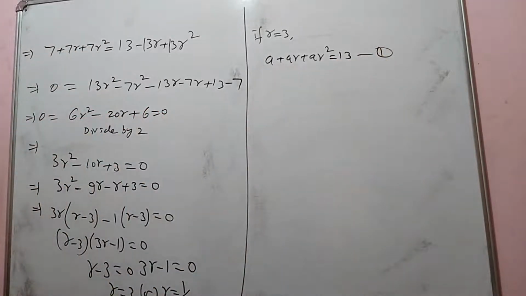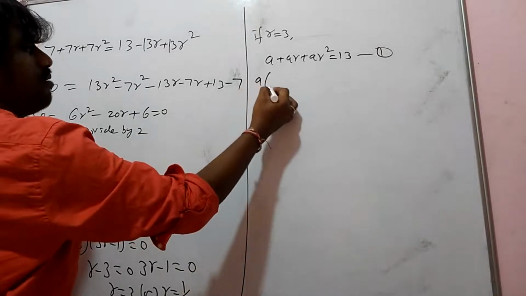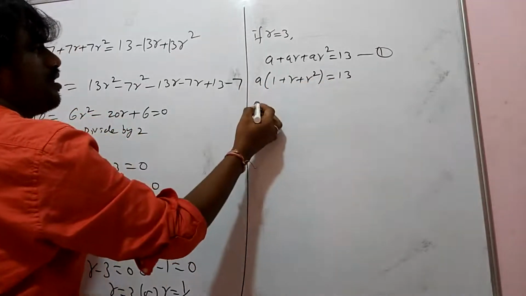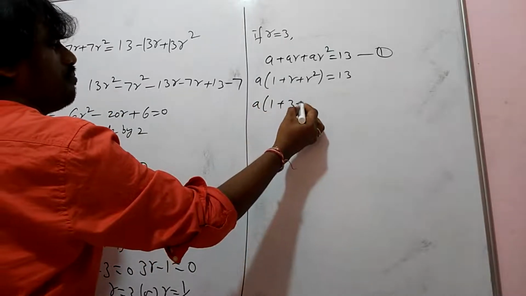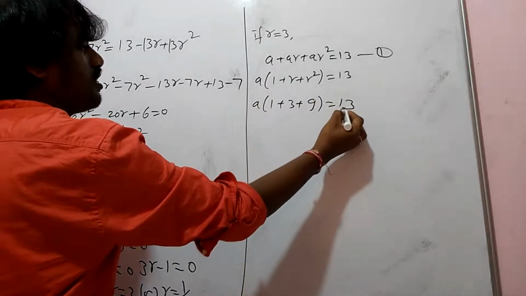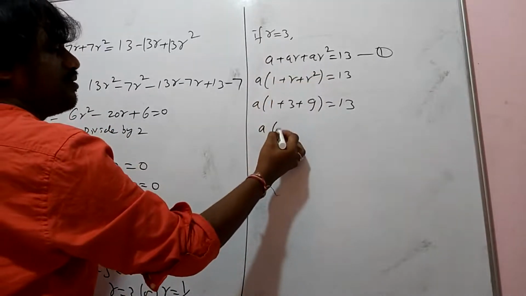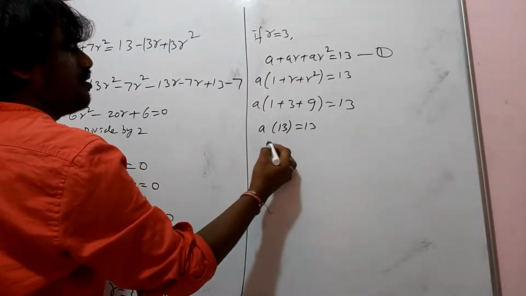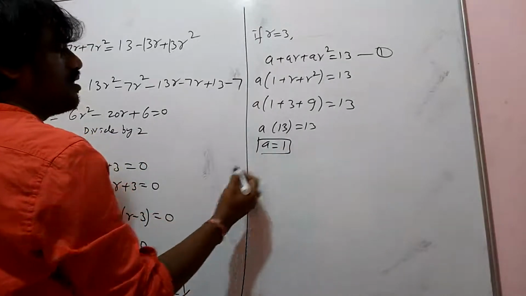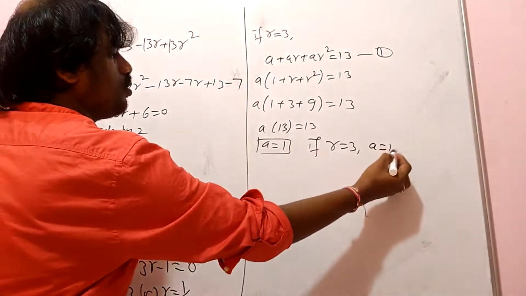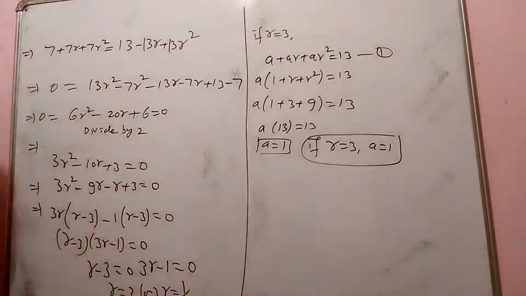r I got 3, substitute there. If I take a common, 1 plus r square is equal to 13. So a into 1 plus 3 square, 9, is equal to 13. 13 will cancel out. a is equal to 1. So if r is equal to 3, a is equal to 1 you got.